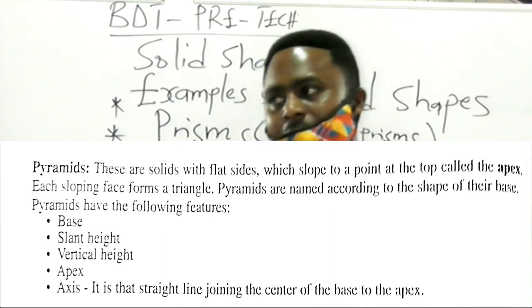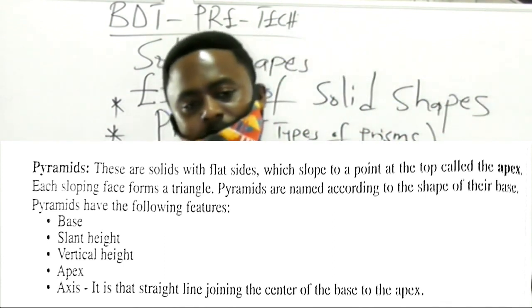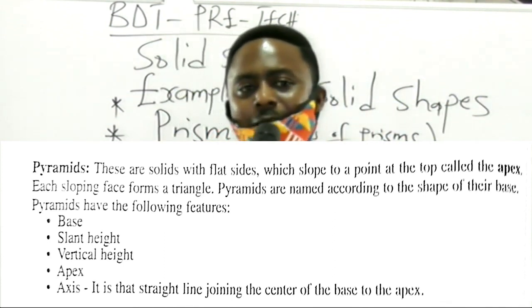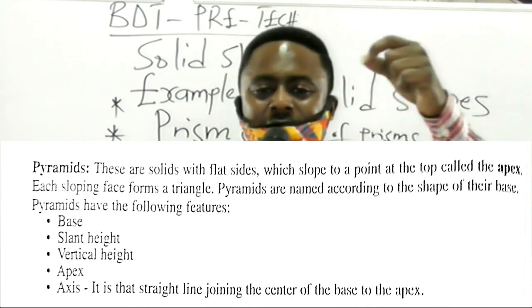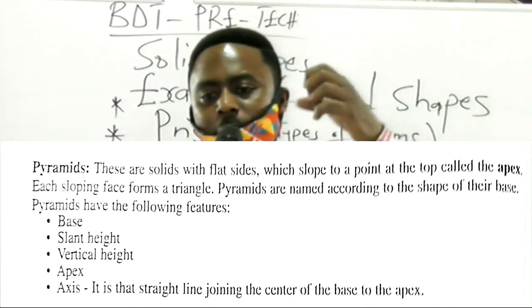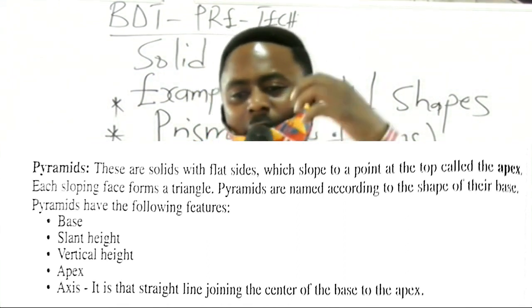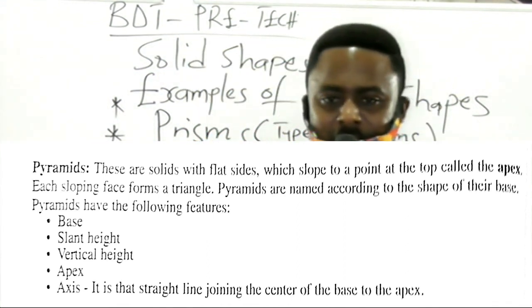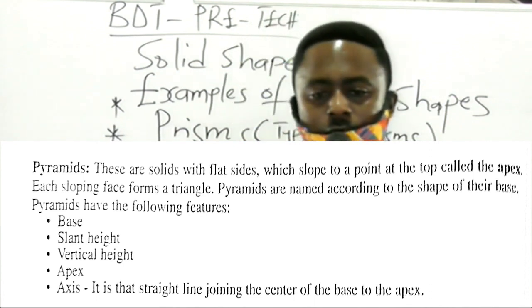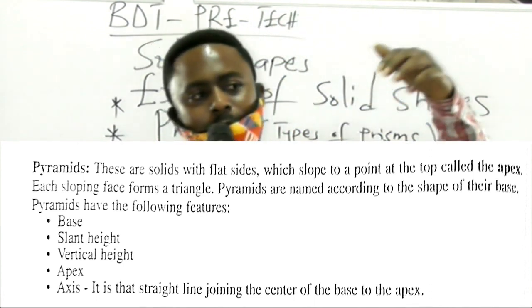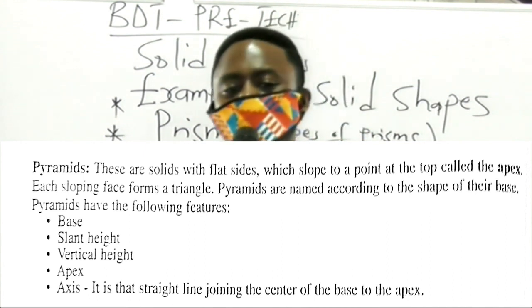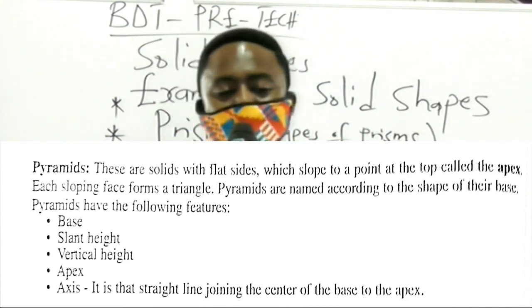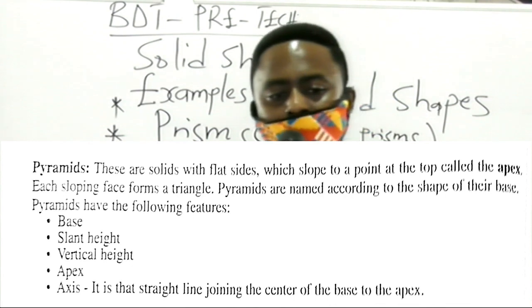Apex. So unlike prisms, whose sides are parallel to each other, pyramids actually have a converging point. They have a point where they all meet, and that point is called an apex. So just like prisms, pyramids are also named according to the shape of their base.